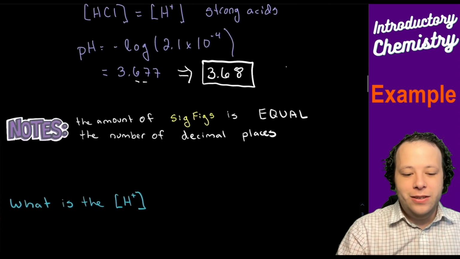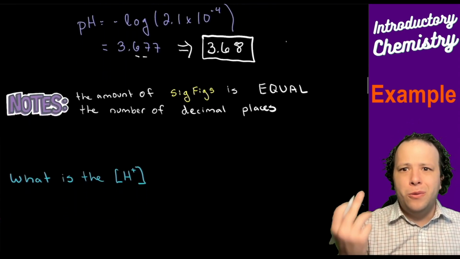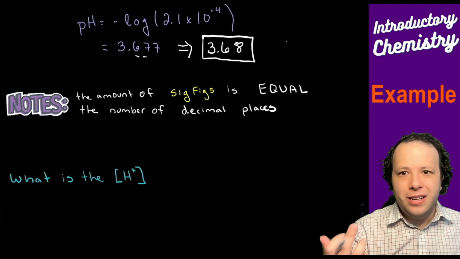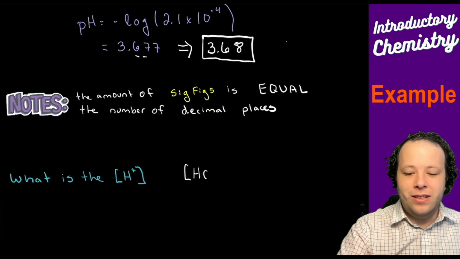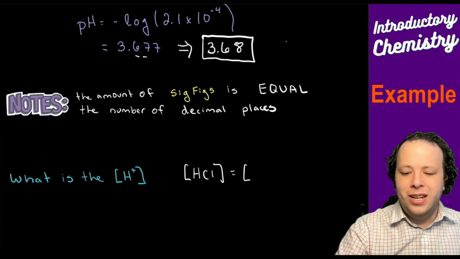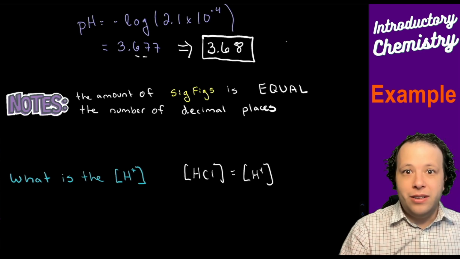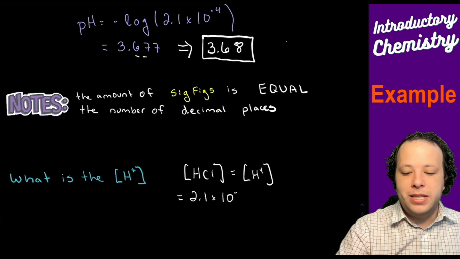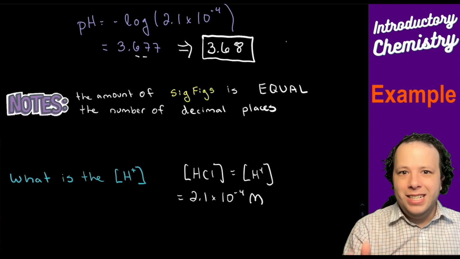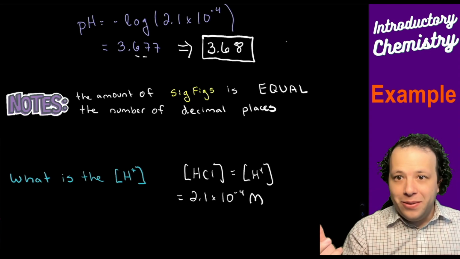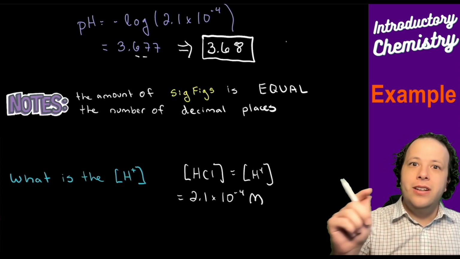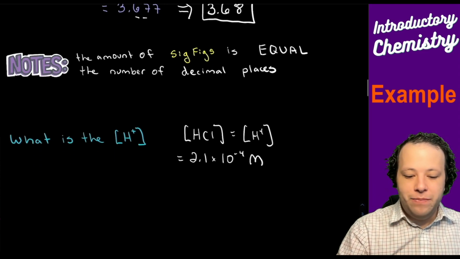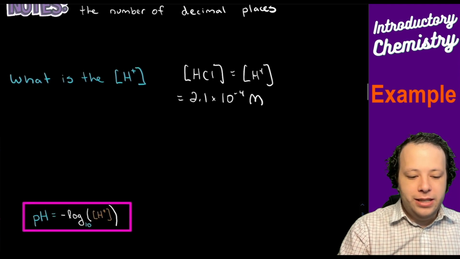So if I continue this problem and I ask you, all right, what is the H plus concentration? Then you might say, well, wait a minute. Didn't you say earlier that HCl is equal to H plus? And you are right. That number is 2.1 times 10 to the negative 4 molar, which is my concentration. However, there's a formula to go from pH back to your original concentration, and that formula is a little bit different.